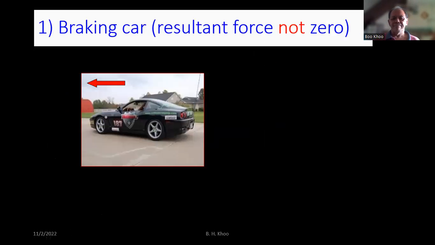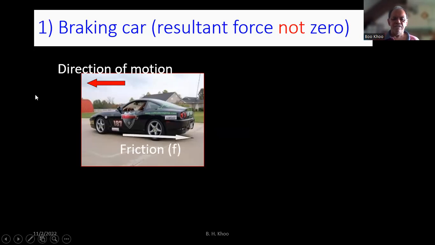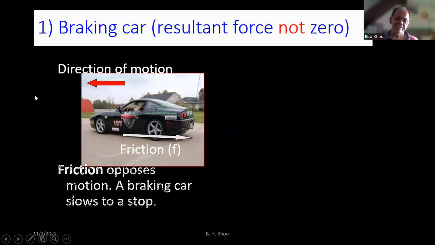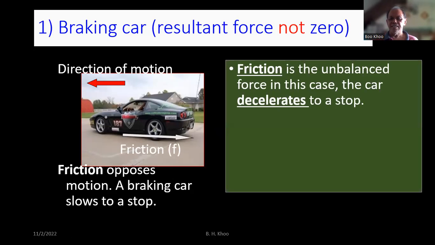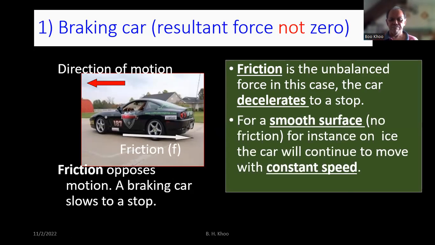Braking a car. Resultant force is not zero. Remember that it's moving at constant speed, then you apply the brake. The direction of friction is opposing the direction of motion. Friction opposes motion, so braking a car slows it to a stop. Friction is the unbalanced force in this case. It decelerates the car to a stop.